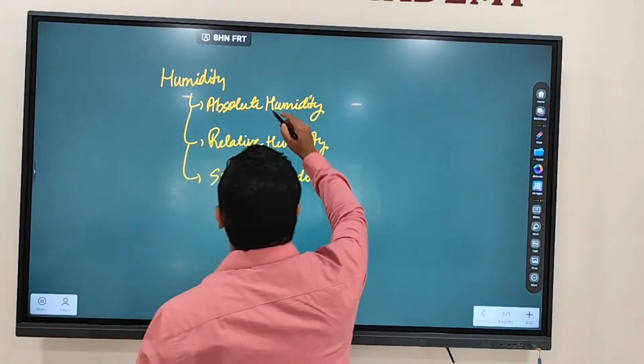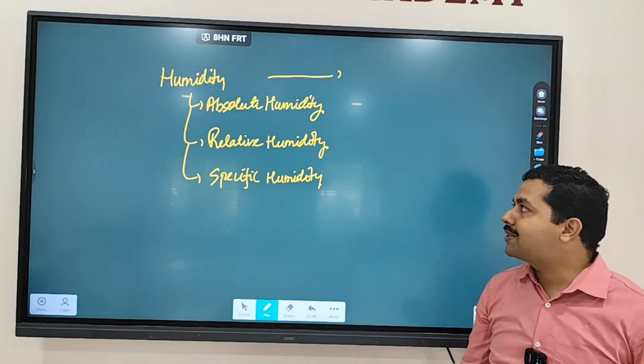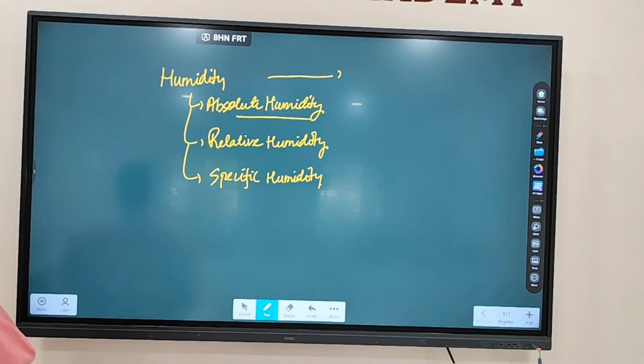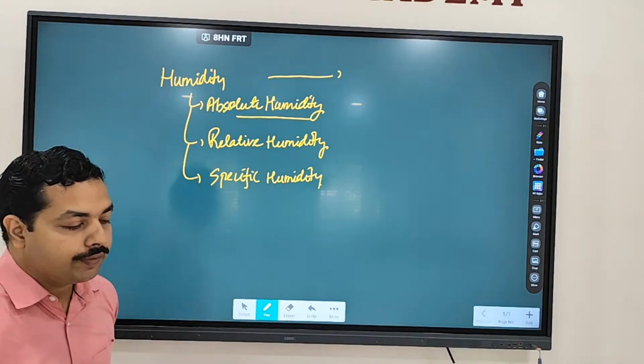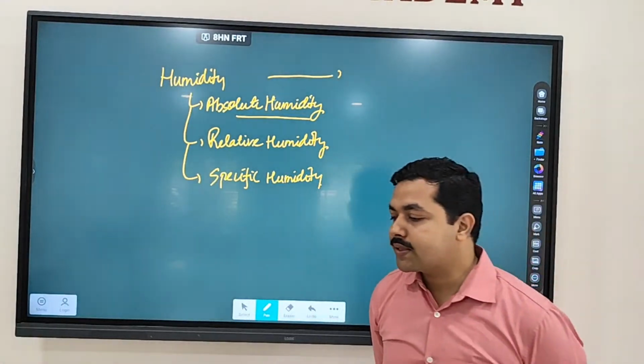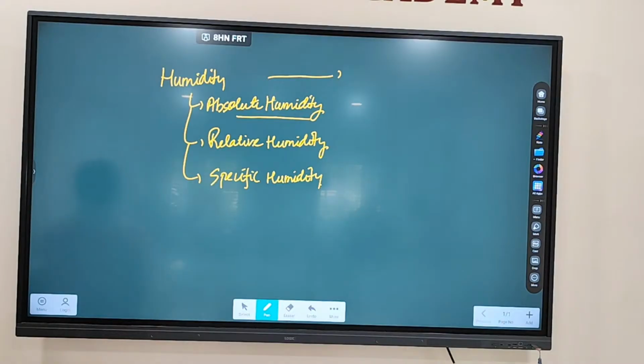Fine. So finally, we started with the concept of humidity, and we discussed humidity as the moisture or water vapor present in air. How have we defined absolute humidity? The actual amount of water vapor present in the air is referred to as absolute humidity. Absolute humidity is measured as the weight of water vapor per unit volume of air. Fine.